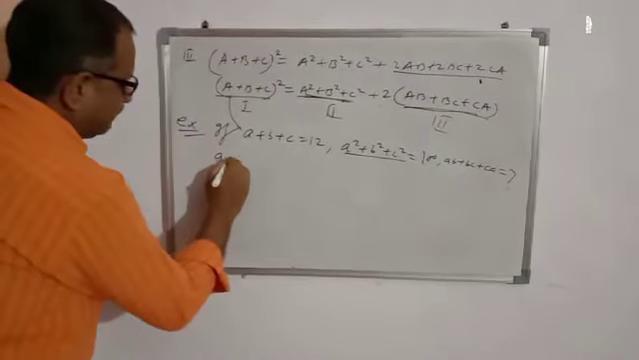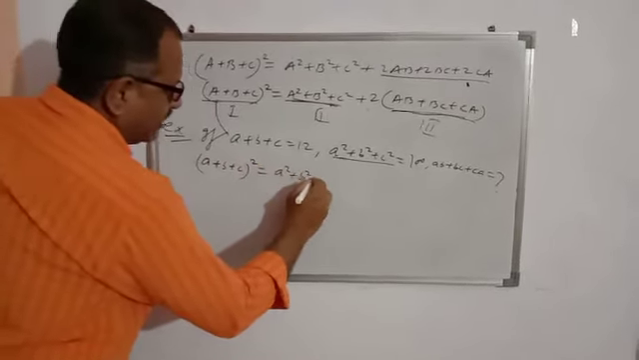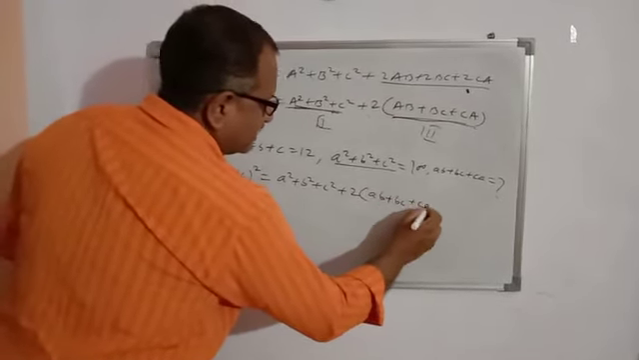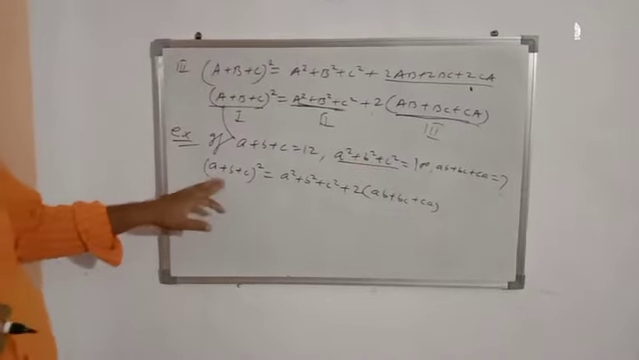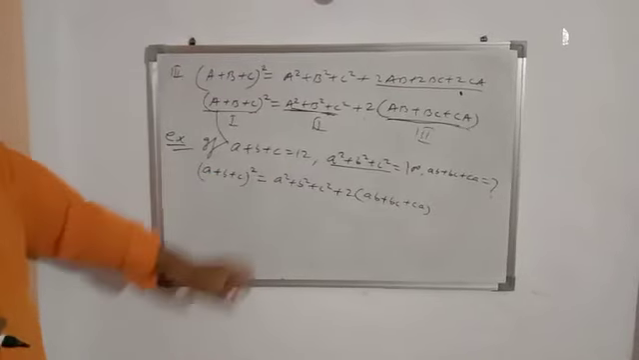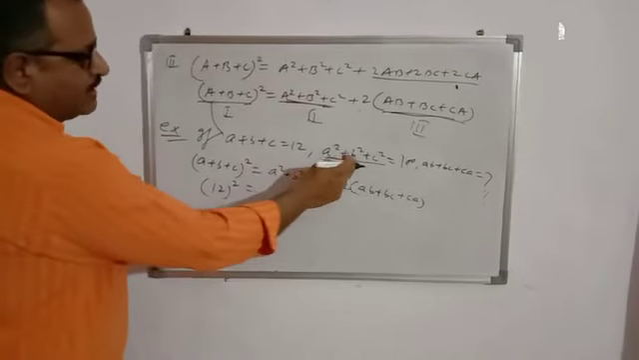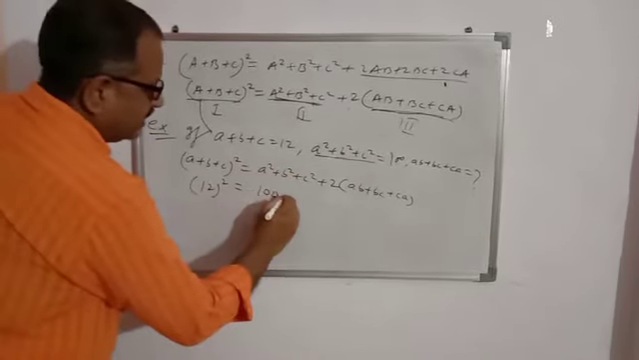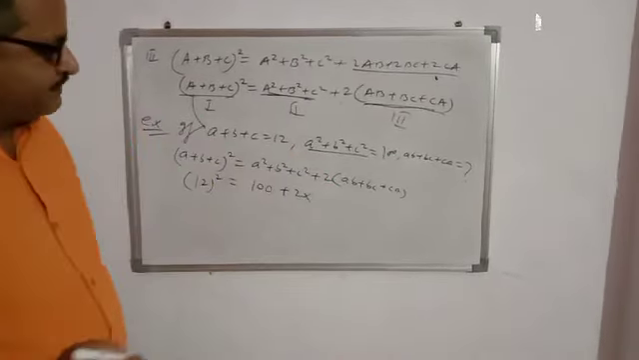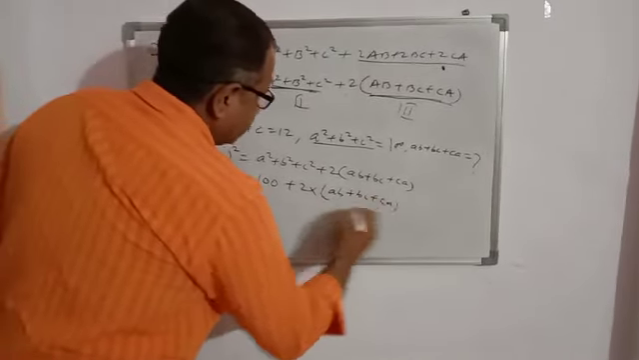So write (A plus B plus C) whole square. It will be A square plus B square plus C square plus 2 in bracket (AB plus BC plus CA). We know this expansion of (A plus B plus C) square. Put the given values. A plus B plus C is 12, so write here 12 square. A square plus B square plus C square is 100, put here 100 plus 2. AB plus BC plus CA is what we have to find, so write here AB plus BC plus CA.